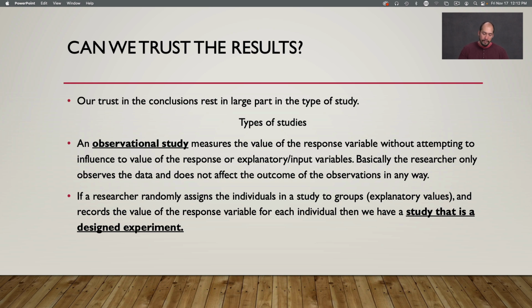Okay, so basically, the researchers only observe the data and they do not affect or prescribe how much chocolate individuals can eat in consideration of the last study. However, if a researcher randomly assigns the individuals in a study to groups, the explanatory or input variables, and records the values of the response for each individual, then we have a study that is a designed experiment. Okay? And what's key here for a designed experiment is to randomly assign individuals to specific input variables.